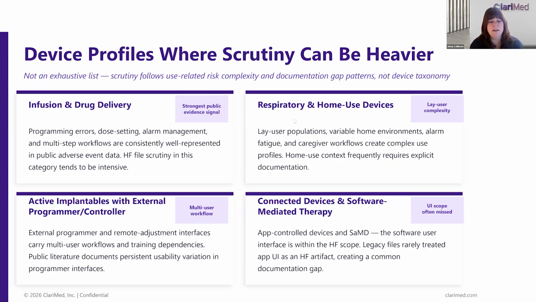And then I mentioned a little bit earlier that lay users and home use environments represent a lot of variability, which can introduce unexpected risks. And often these products are perceived as simple because they're in the home, they're being used by lay users, but the amount of errors that you can uncover when you start to look with lay users, because of the variability that they present and the variability in the environments that they're used in, can really result in complex use issues and complexity of use errors that can occur.